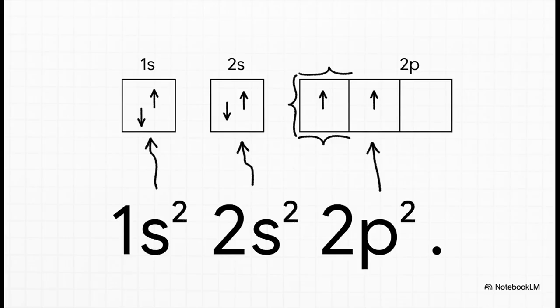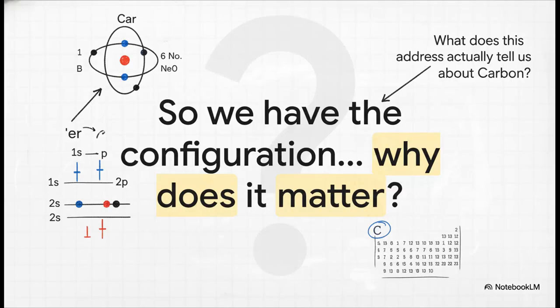And there it is. That's the final configuration written out. The 1s squared just means the s orbital on the first energy level has 2 electrons. The 2s squared means the s orbital on the second level has 2. And 2p squared means the p subshell on the second level has 2 electrons in it. That's the whole address.